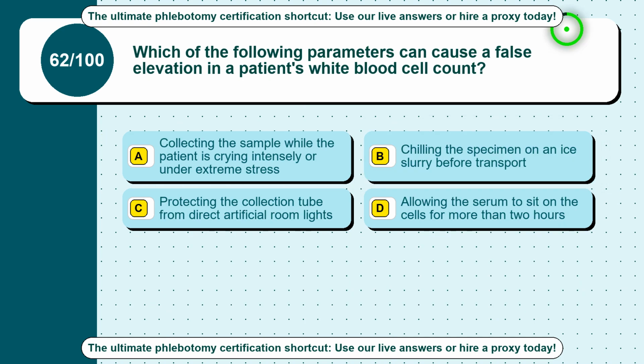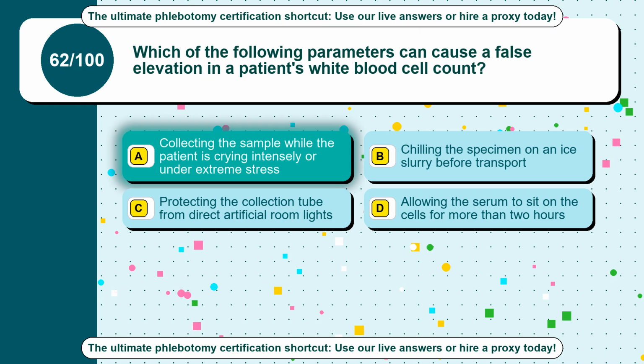Question 62. Which of the following parameters can cause a false elevation in a patient's white blood cell count? Option A. Collecting the sample while the patient is crying intensely or under extreme stress. Option B. Chilling the specimen on an ice slurry before transport. Option C. Protecting the collection tube from direct artificial room lights. Option D. Allowing the serum to sit on the cells for more than 2 hours.